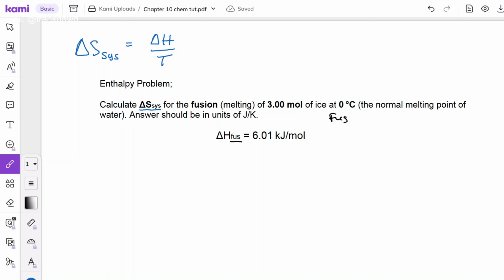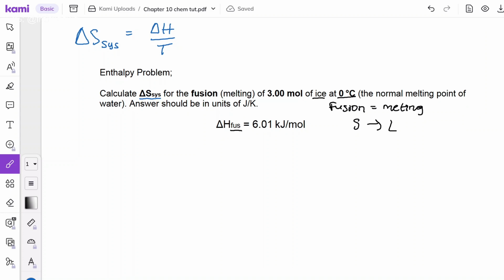Fusion is basically melting, and the change in enthalpy of fusion is the energy it takes for a substance to go from solid to liquid, to melt from solid to liquid. And that's what this question is asking about. It starts with the fusion of ice, so it's going from solid ice to liquid at 0 degrees Celsius, which is the normal melting point of ice. So for this problem, we can see it's talking about 3 moles of the ice.